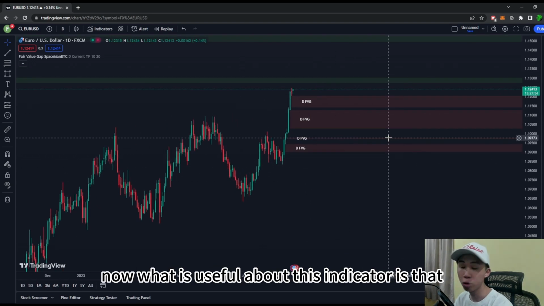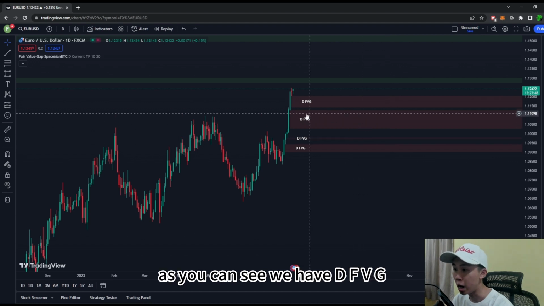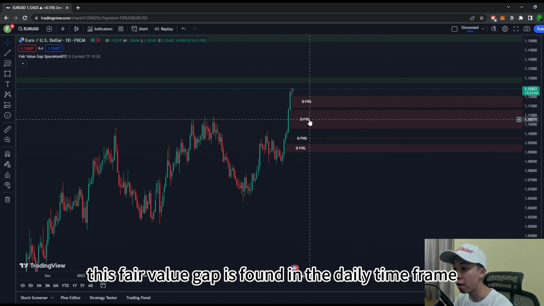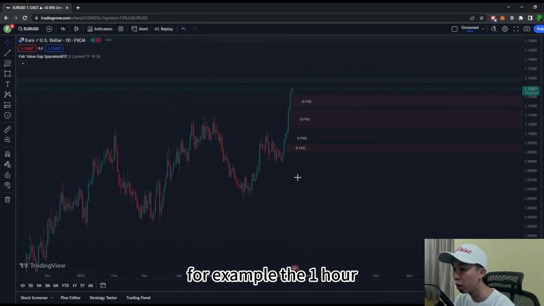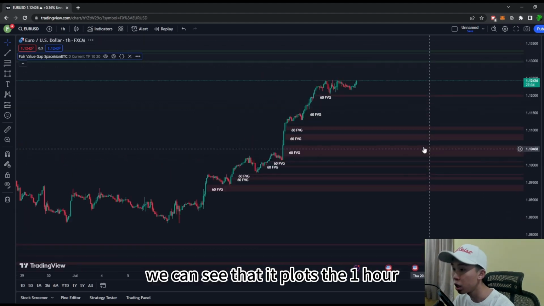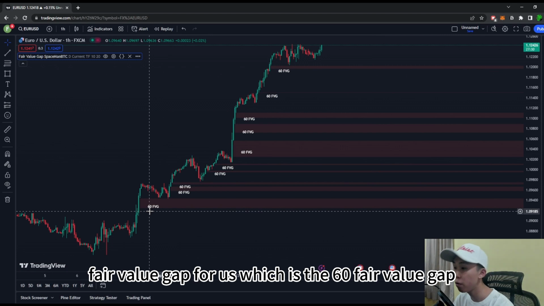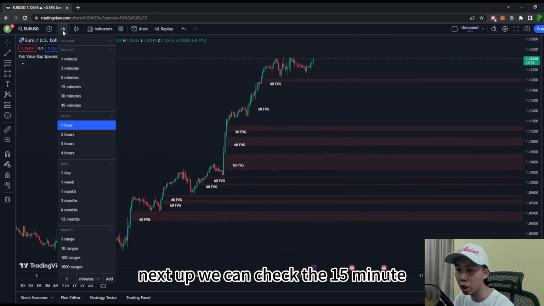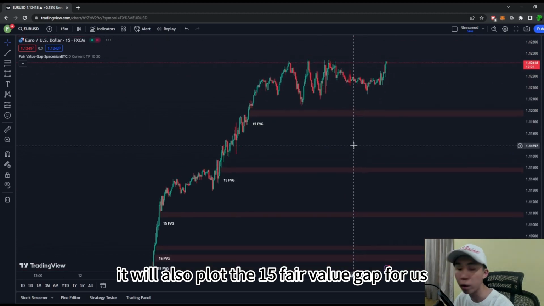Now what is useful about this indicator is that it will plot the fair value gaps of each time frame. As you can see, we have DFVG. It means that this fair value gap is found in the daily time frame. If we jump down to the lower time frame, for example the 1 hour, we can see that it plots the 1 hour fair value gap for us, which is the 60 fair value gap. Next up, we can check the 15-minute. It will also plot the 15 fair value gap for us.